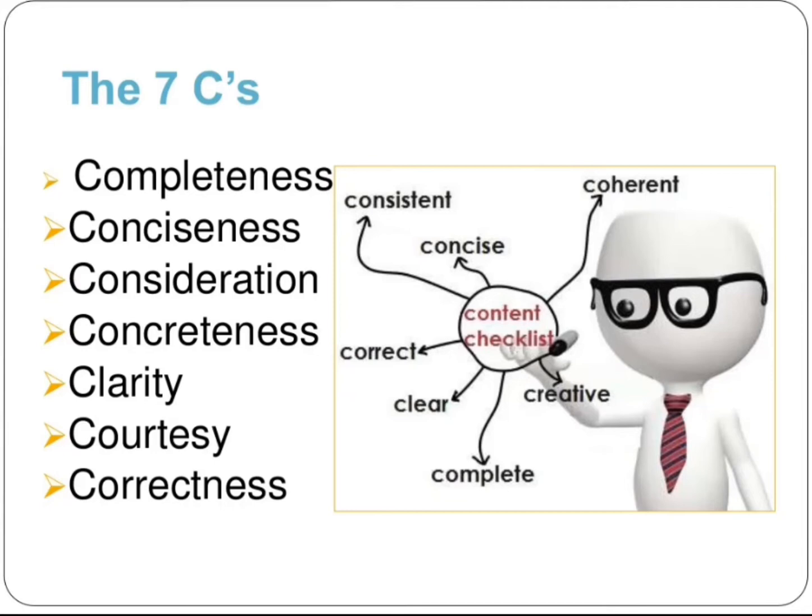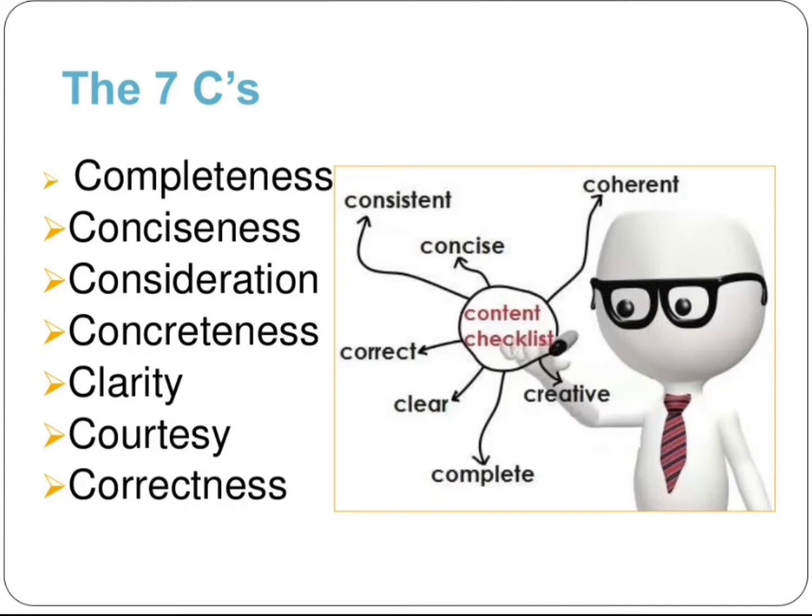The 7 C's of effective communication. We are going to discuss the 7 C's of effective communication. You can think of the 7 C's of communication as a checklist to ensure you communicate clearly and effectively. What are the 7 C's? Completeness, conciseness, consideration, concreteness, clarity, courtesy, and correctness. So let's examine each of the 7 C's of communication in turn.